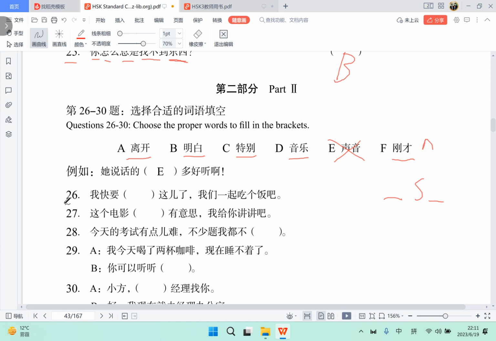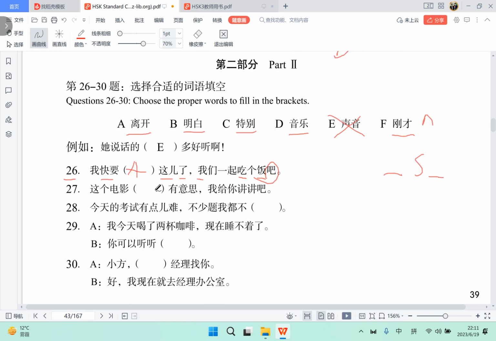Okay, we check the 26. 我快要离开这儿了，我们一起吃个饭吧. I'm going to leave here. So we have the meal together. Suggestion. So 我快要离开, right? I'm going to leave here. So how about we go eat together?